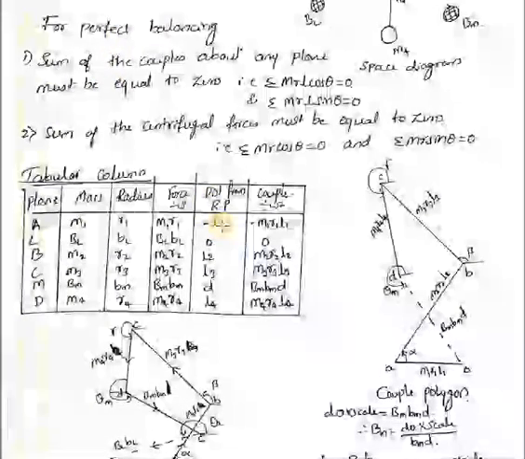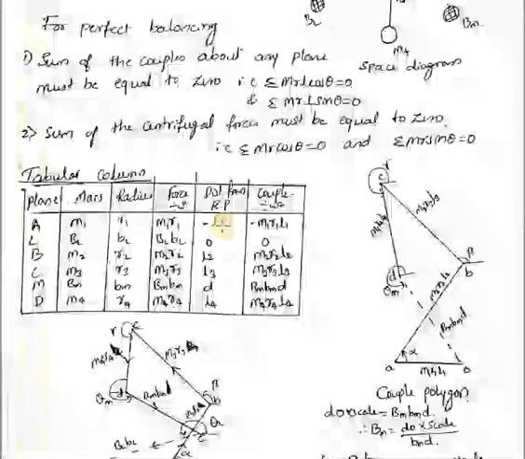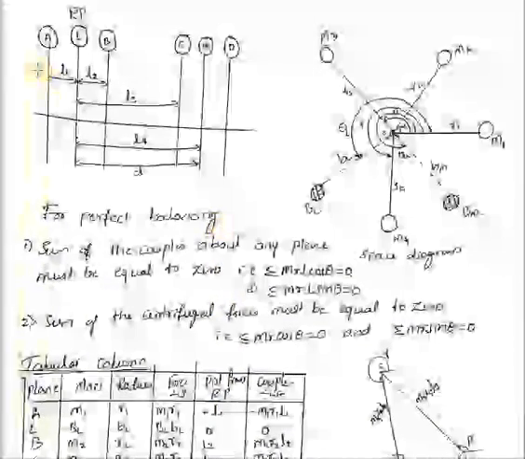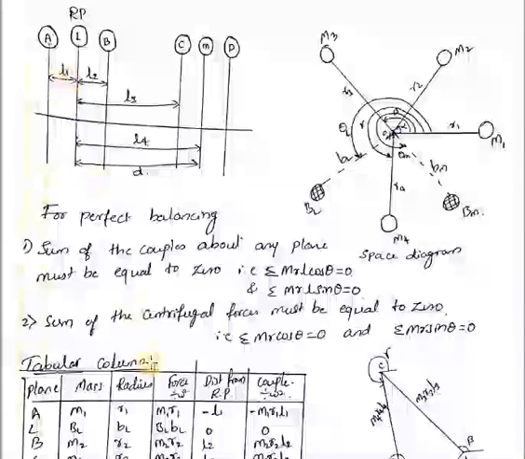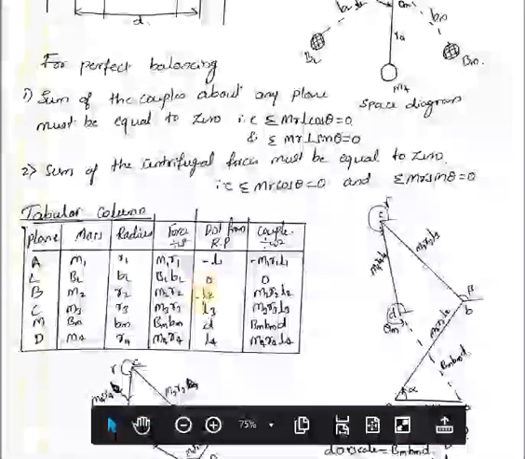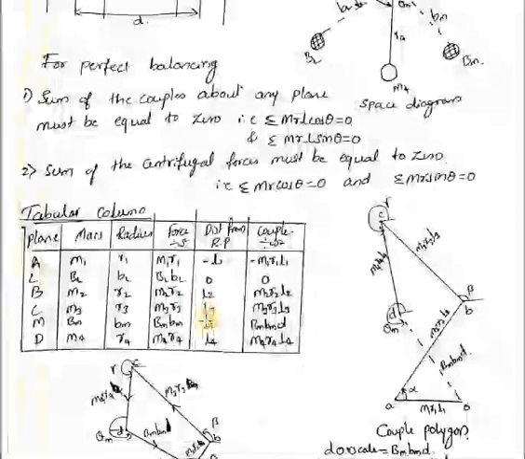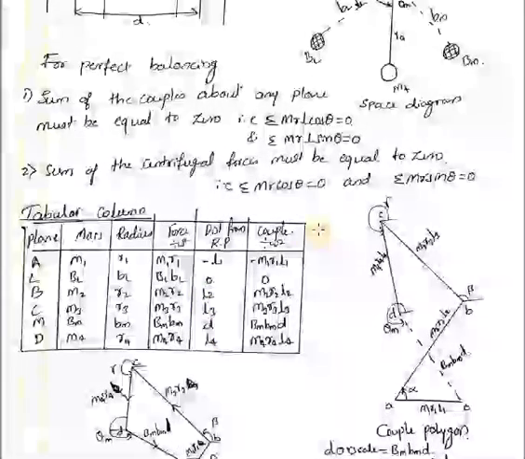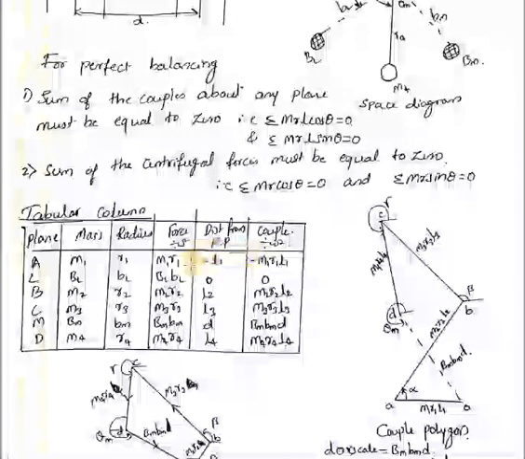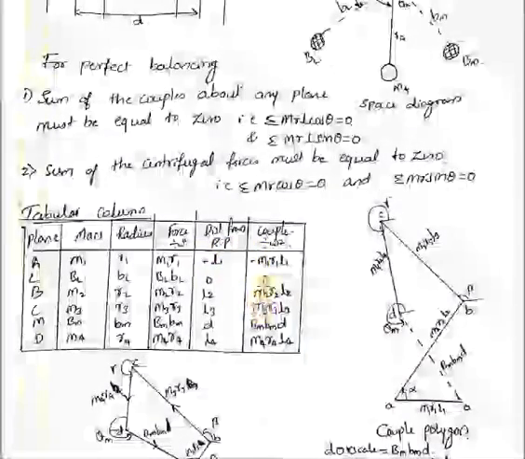So distance from the reference plane for A is L1 here. For the second row it is L, so that will be 0. For the third it is L2, L3 and for D it is L4. So couple will be force into this distance from the reference plane. Just you need to multiply and write it here.